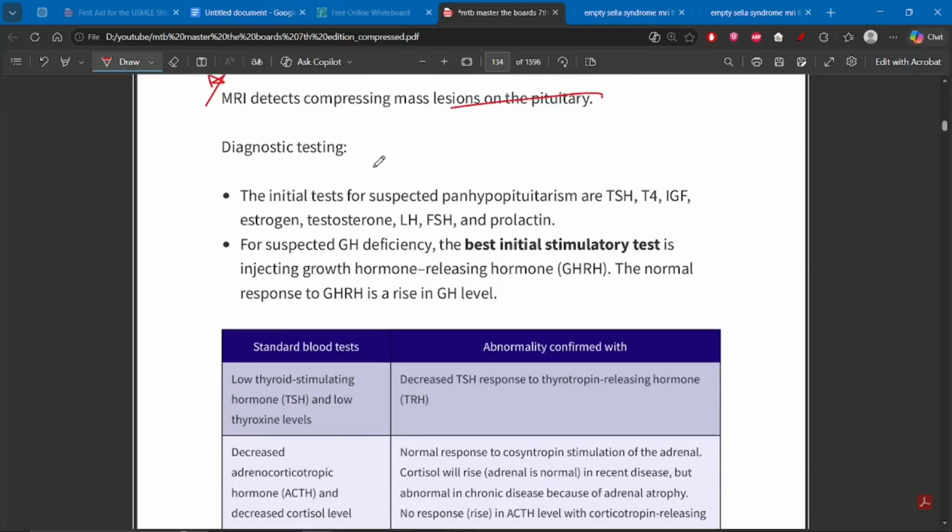Now the initial tests. What is the diagnostic testing? So we have to do initial tests for suspected panhypopituitarism. We have to check all of the hormones. And for suspected growth hormone deficiency, the best stimulatory test is injecting growth hormone releasing hormone. The normal response to GHRH is a rise in GH level. Okay, so this test is specifically to check for growth hormone deficiency.